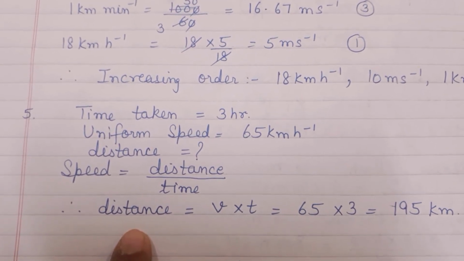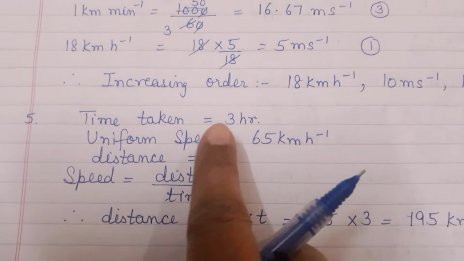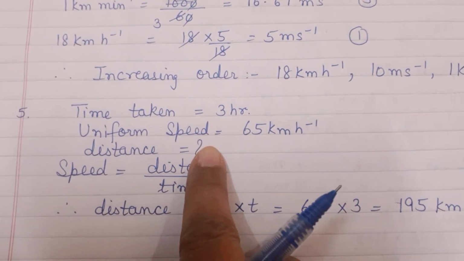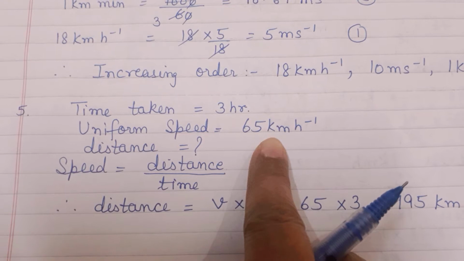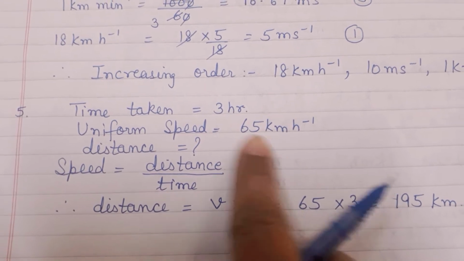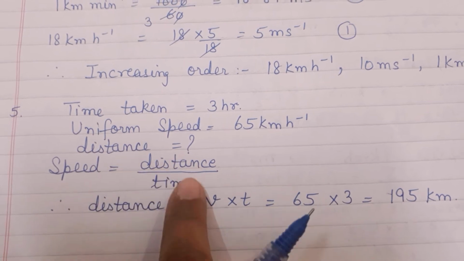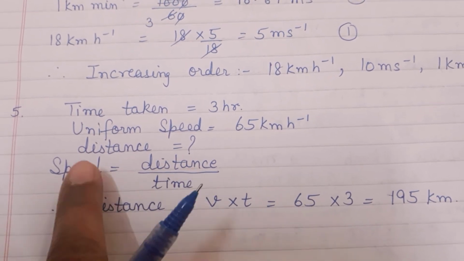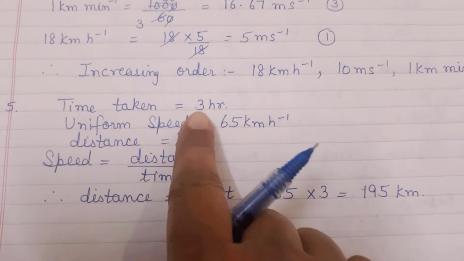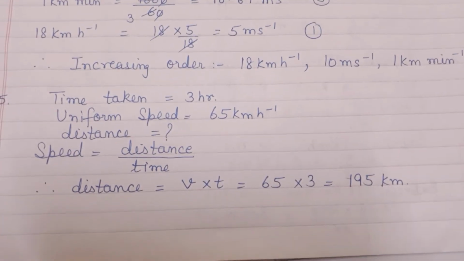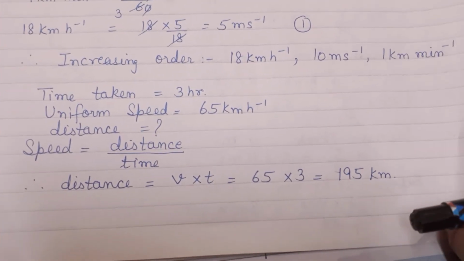A train takes 3 hours to travel from Agra to Delhi. The time taken is 3 hours. Uniform speed of the car is 65 kilometers per hour. That has been given. You need to find out the distance. Simple formula: speed is equal to distance upon time. You need to find out the distance, so speed multiplied by time. You know both the values. You multiply and you will be able to find out your answer.